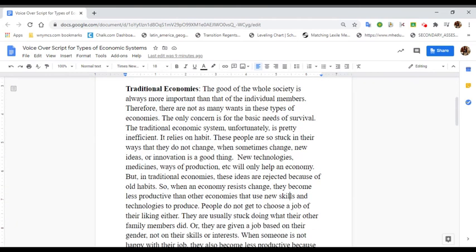Traditional economies. The good of the whole society is always more important than that of the individual members. Therefore, there are not as many wants in these types of economies. The only concern is for the basic needs of survival. The traditional economic system, unfortunately, is pretty insufficient.